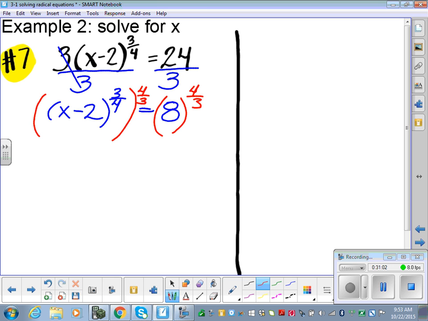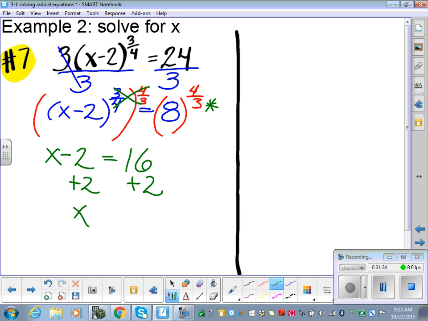Then over here on the left, our roots cancel out, and we're left with x minus 2. So we have x minus 2 is equal to 8 to the 4/3. Now I have to decide, do I have an even root? No, it's an odd root. So the answer is what the answer is. You'll type in 8 raised to the 4/3 power. We get 16. We don't put plus and minus, because this was not an even root. Then we'll solve for x. I'll add 2 to both sides of the equation, so we get x is equal to 18.